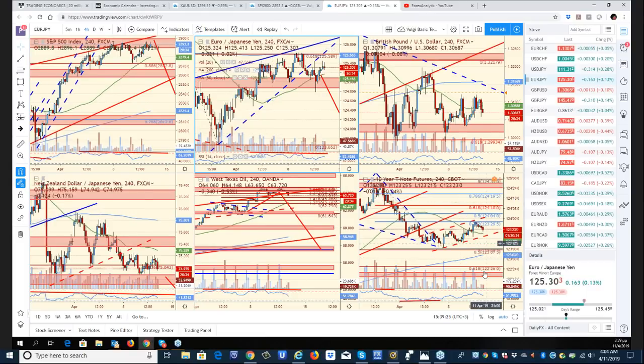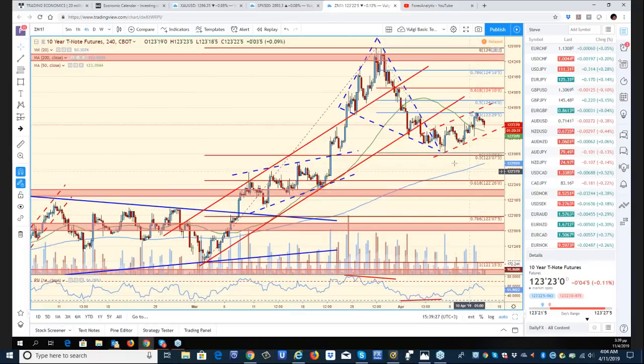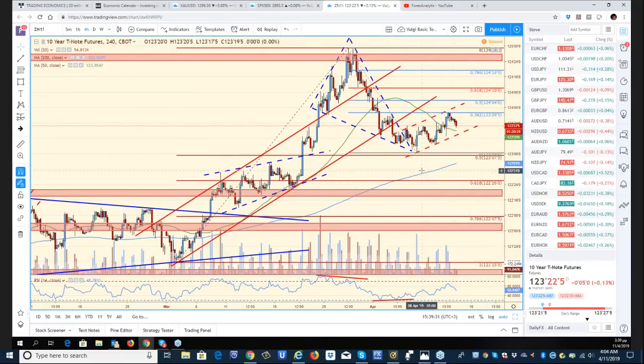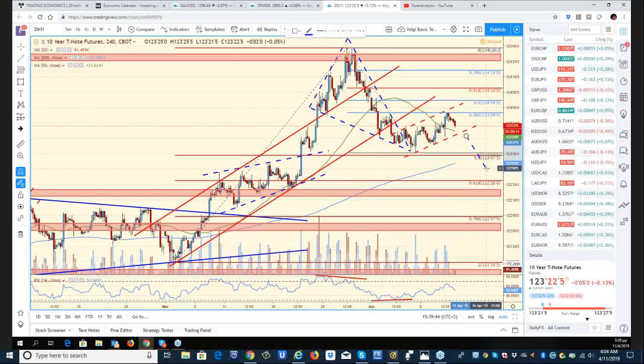Now, a little comment about bonds. I have to admit here, and yields, of course, because they're both absolutely inversely correlated. I do have to note here that the 10-year note rebound seems to be corrective so far. So I wouldn't be surprised to see another move to the downside, at least for the treasuries.